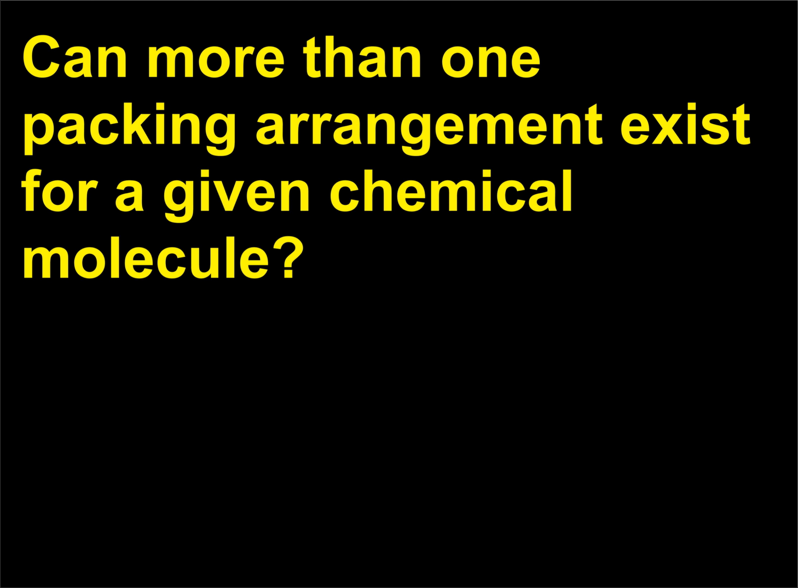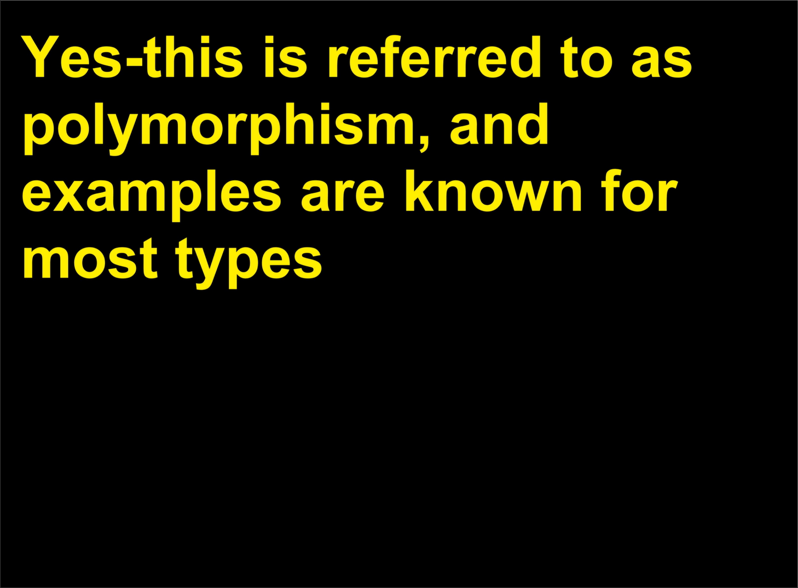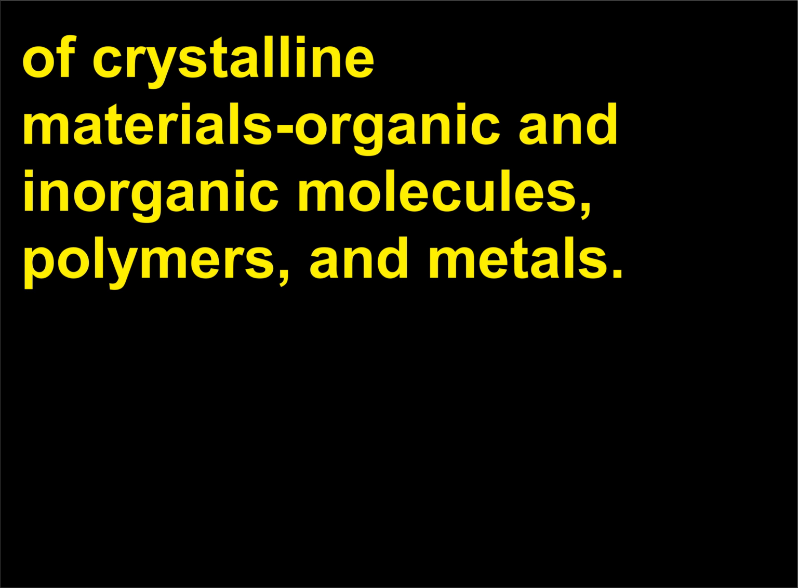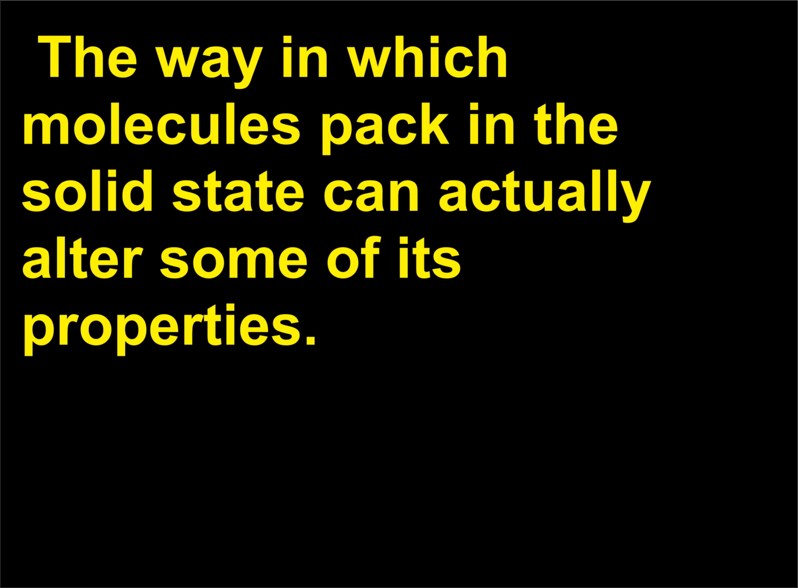Can more than one packing arrangement exist for a given chemical molecule? Yes, this is referred to as polymorphism, and examples are known for most types of crystalline materials, organic and inorganic molecules, polymers, and metals. The way in which molecules pack in the solid state can actually alter some of its properties.